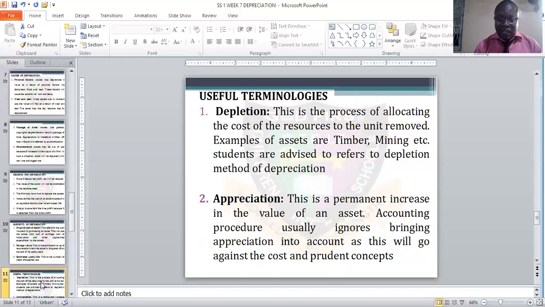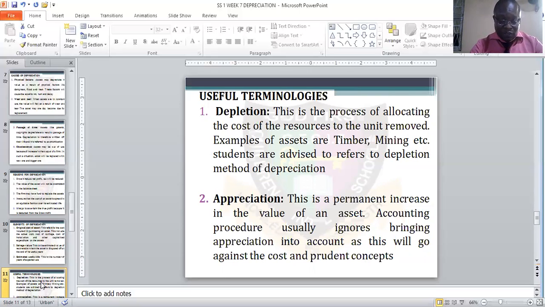Then we have other terminologies. We also have depletion, that is the process of allocating the cost of the resources to the units of an asset. Examples of this asset are timber and mining. This method we are not going to use for the students, so it is not included in the scheme of work.